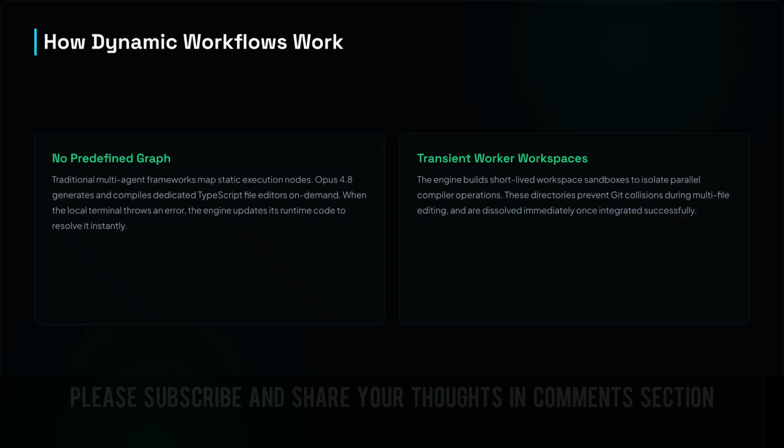Dynamic workflows feature no predefined graph. Opus 4.8 generates and compiles editors on demand, resolving errors instantly. It uses transient worker workspaces, which are short-lived sandboxes to isolate parallel compiler operations and prevent Git collisions.